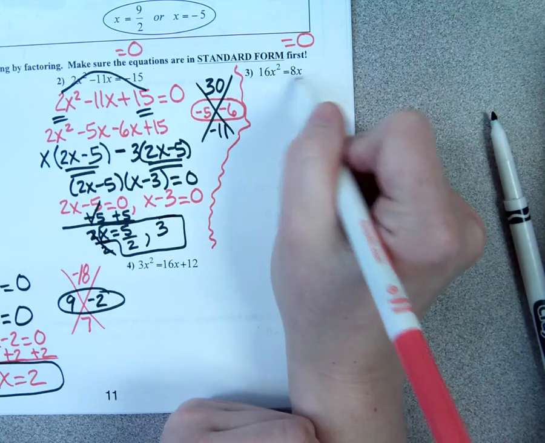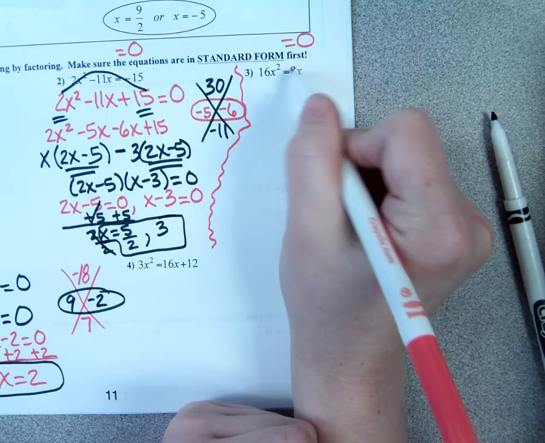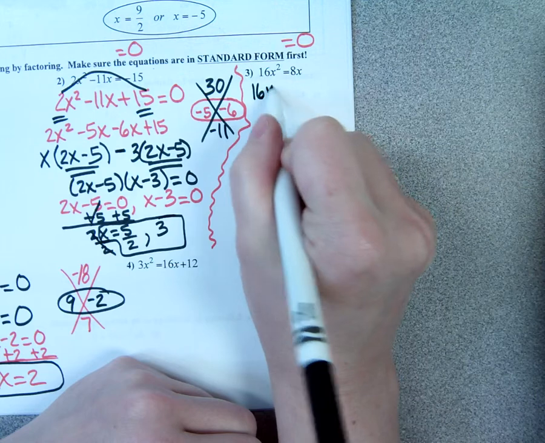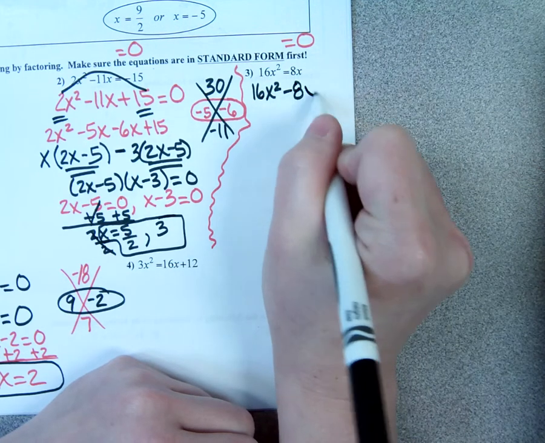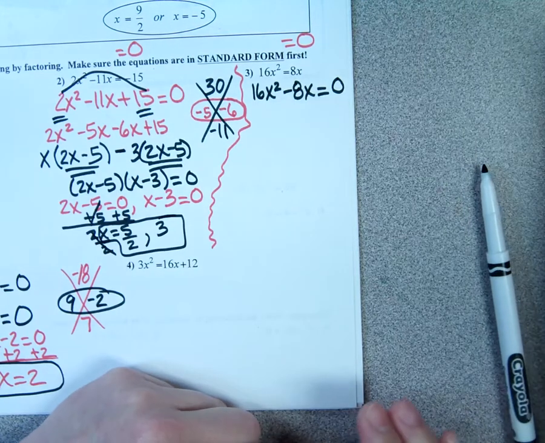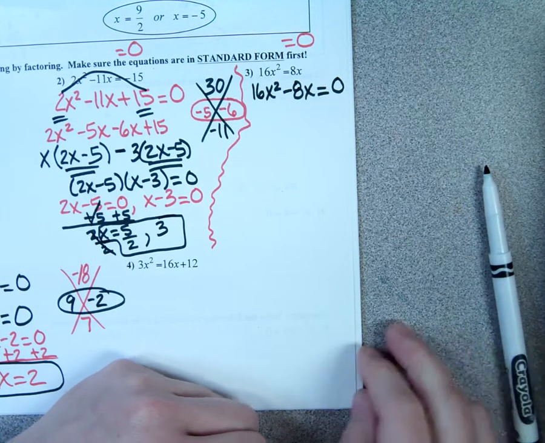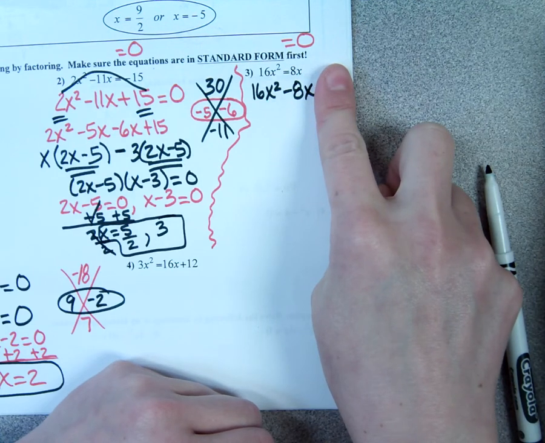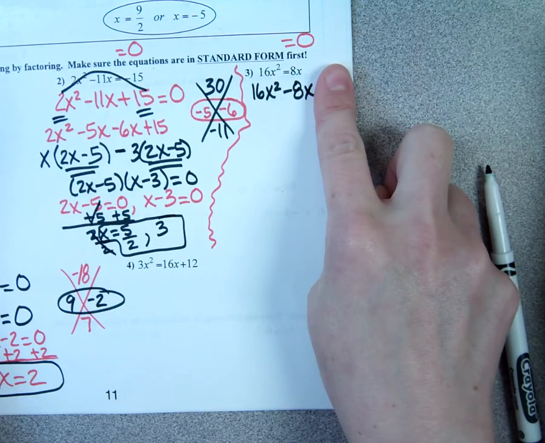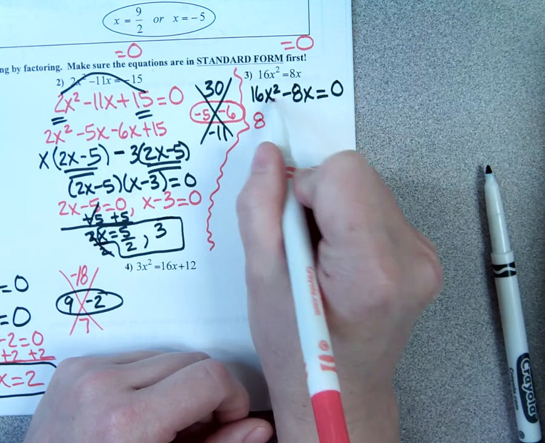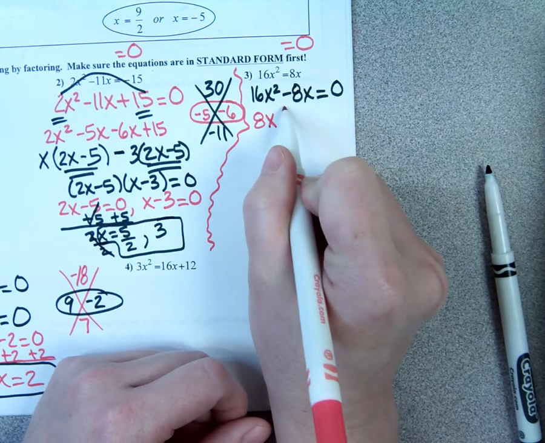Okay, let's subtract the 8x. If I subtract the 8x, it's now going to say 16x squared minus 8x equals 0. We subtracted the 8x, that's why it's a minus 8x now. First thing I'd look for, does this have a GCF? 8x. 8 is the biggest number that goes into 8 and 16, and they both have at least one x, so 8x is your GCF.